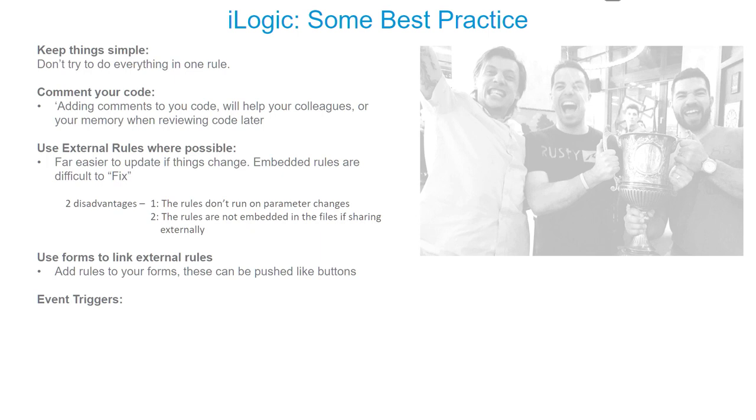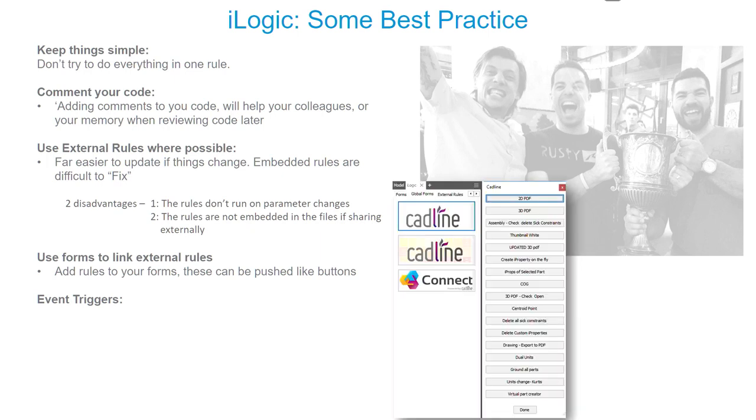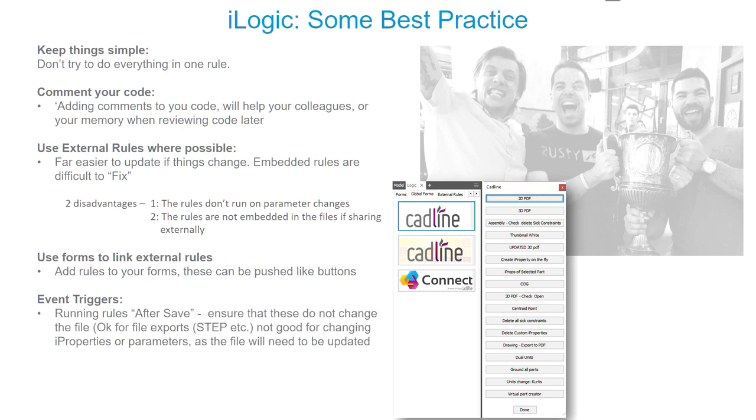All right, but you can use forms to link rules together. So you could have a form that fires rules from buttons. And then if you use event triggers, be careful of running event triggers after a file is saved, right? It's fine for exporting out DXFs and PDFs, etc., but don't go and update any properties in the file because you'll effectively dirty that file.